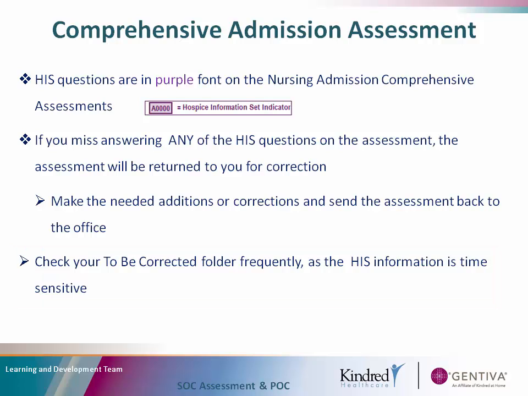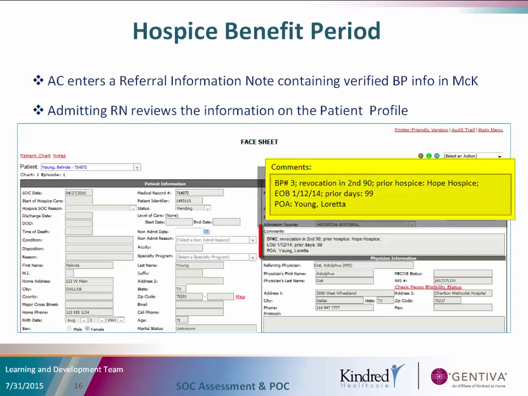For more detailed instruction on the HIS indicators or responses, please see your Manager of Clinical Practice. Let's look at an important new addition to the comprehensive admission assessment, the hospice benefit period information. The hospice benefit period information is not on the paper form, but it is on the system form. This information is critical to how the information flows to additional admission forms, so we want to provide a few tips on how to gather and accomplish this task.